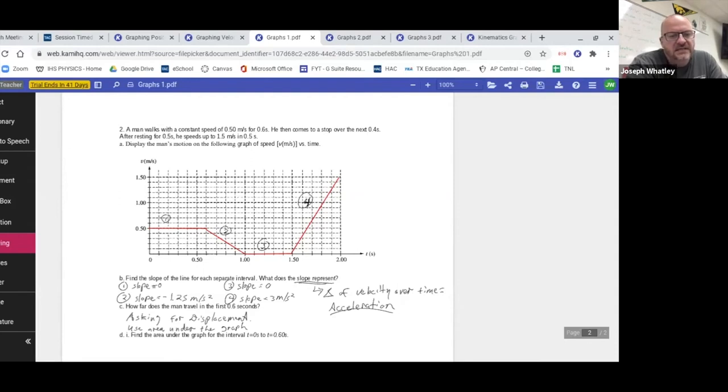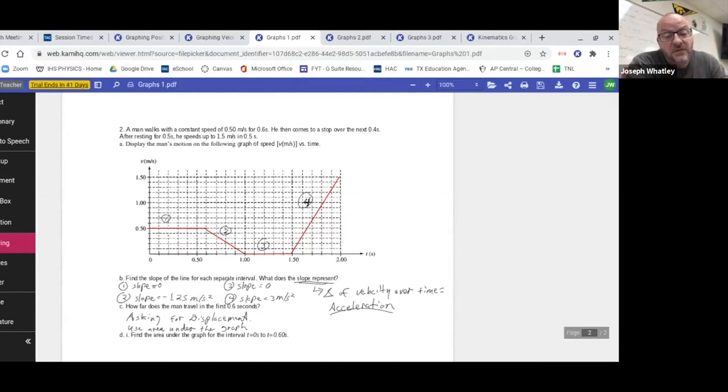The first thing it says is find the slope. I numbered these line segments 1, 2, 3, 4. You can see that in the graph. The slopes of 1 and 3 are easy because they're flat. There is no rise, no change in y. So the slope is 0. For number 2, I got negative 1.25. It is a negative slope. It's going down. I'm looking at the change in velocity over the change in time. Number 4, the slope I got is 3 meters per second.